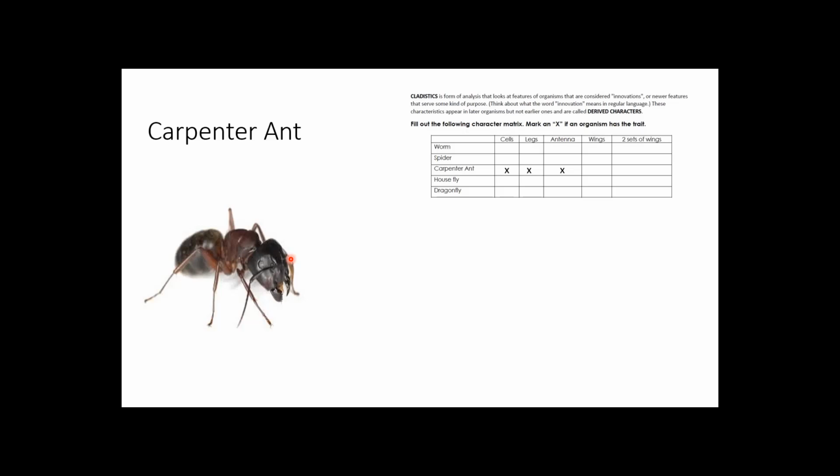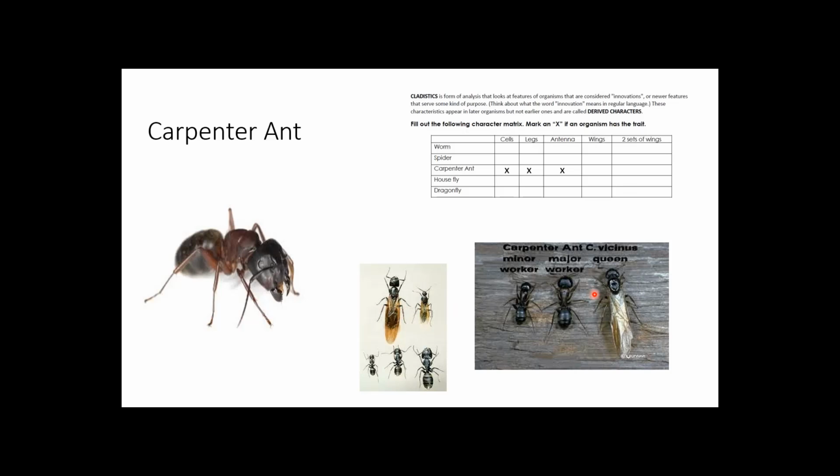Let's move on to wings. Some of you might know that carpenter ants actually do have wings, but we're not going to put that on our chart, because not all of them have wings. It turns out that just the males and the females that reproduce have wings. It's the queen and the king that have wings, and the worker ants do not. So for the sake of this cladogram, we're going to just say that they don't have wings.